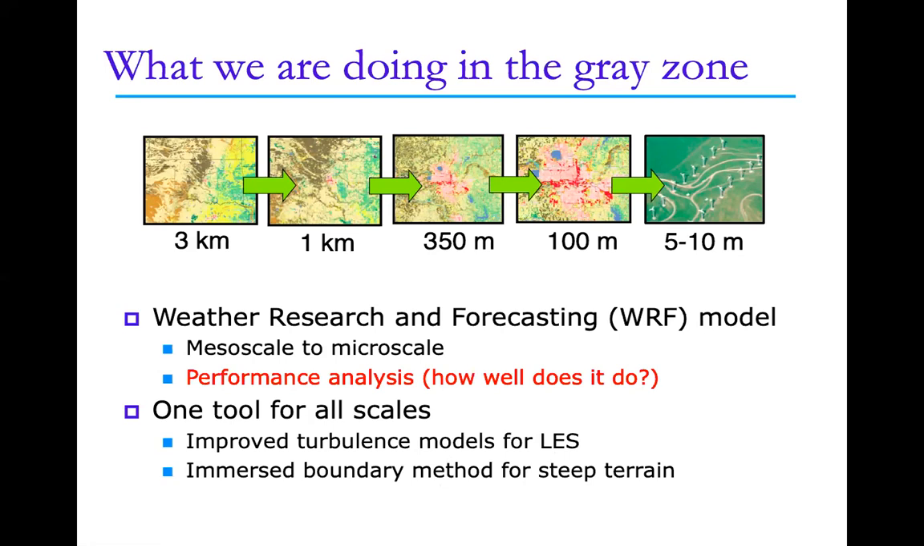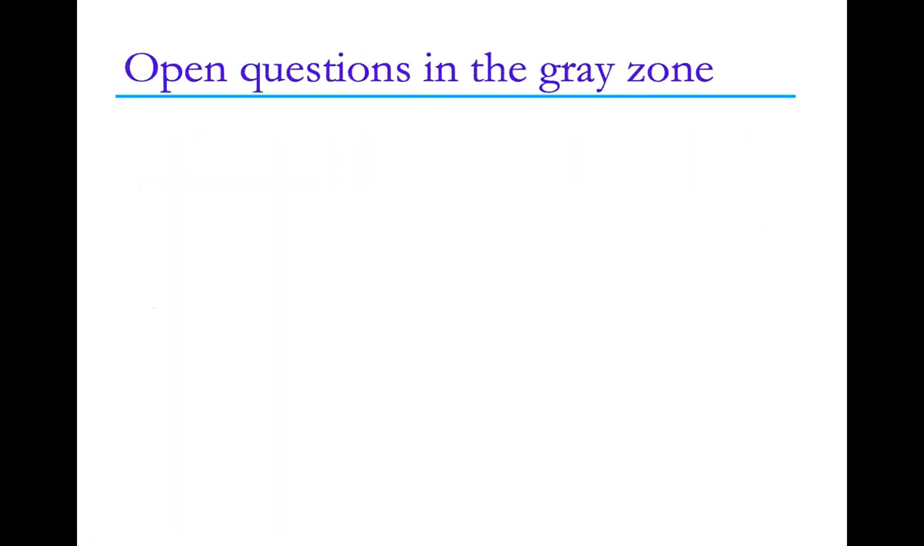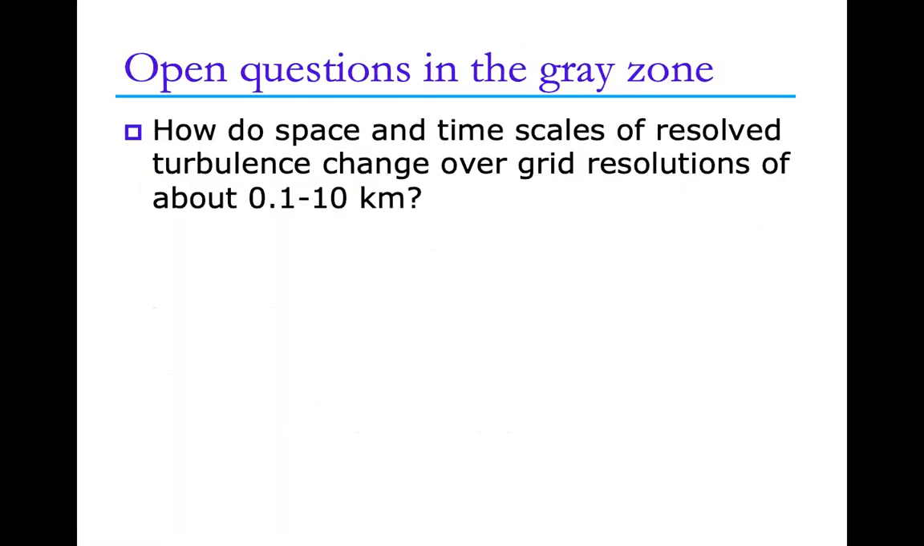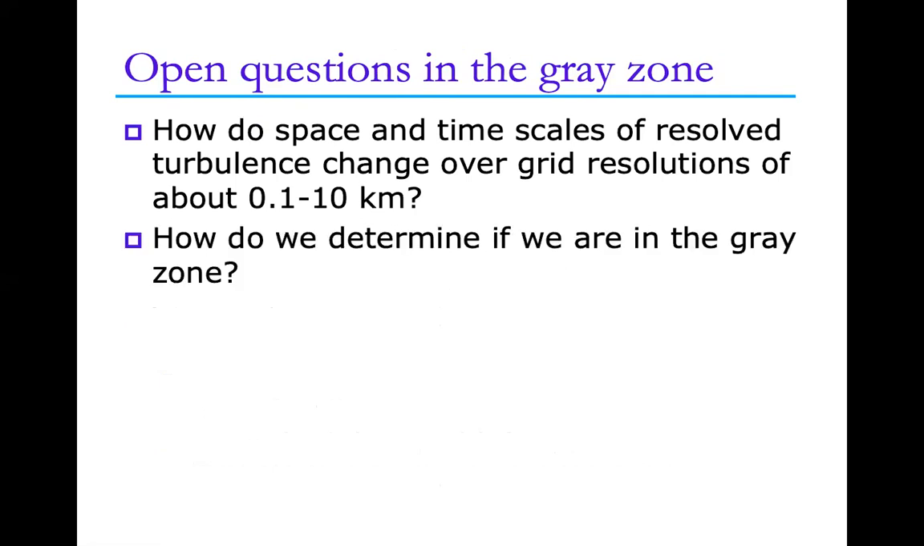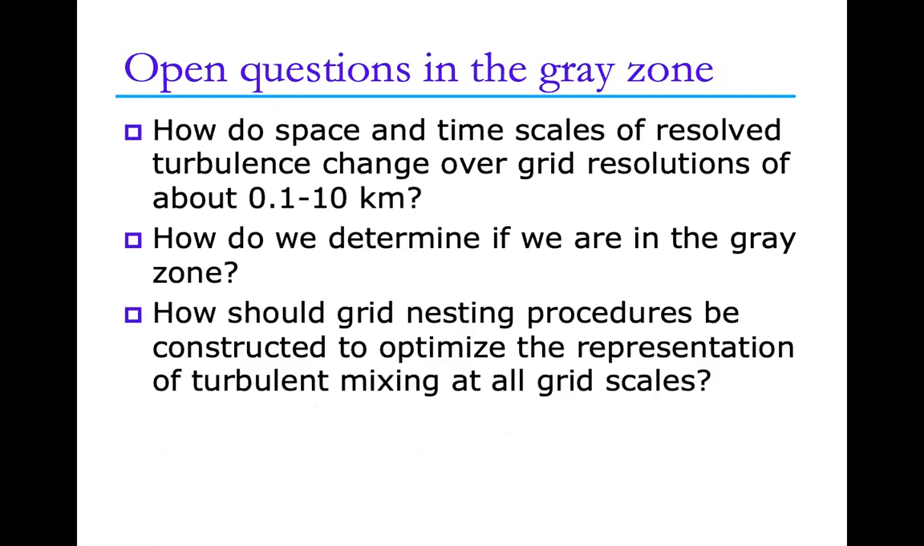So there's a lot of open questions in the gray zone. You might want to know, how do the space and timescales of the turbulence that resolve change as you transition across resolutions, say at 100 meters to 10 kilometers? How do you even know if you're in the gray zone? You set up your simulation and it's looking okay, but how do you know? How should we set up a grid? How should we use nesting to optimally represent turbulent mixing at all of the different grid scales that you're running at?